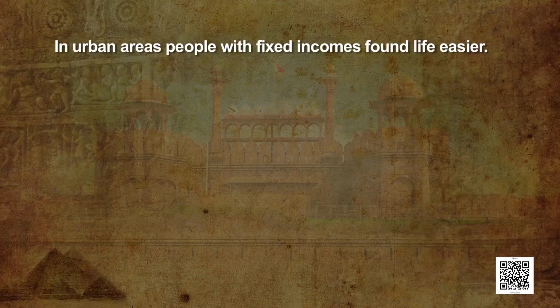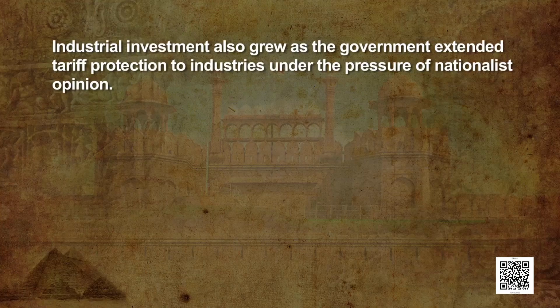And in urban areas, what was the situation? In urban areas, people who were mostly salaried, who had fixed incomes, people who had built houses and had given them out on rent, found their incomes coming steadily, and hence life becoming easier for them, with everything now costing less. Industrial investment also grew as the government extended tariff protection to industries coming under the pressure of nationalist opinion. Now, look at the second instance.